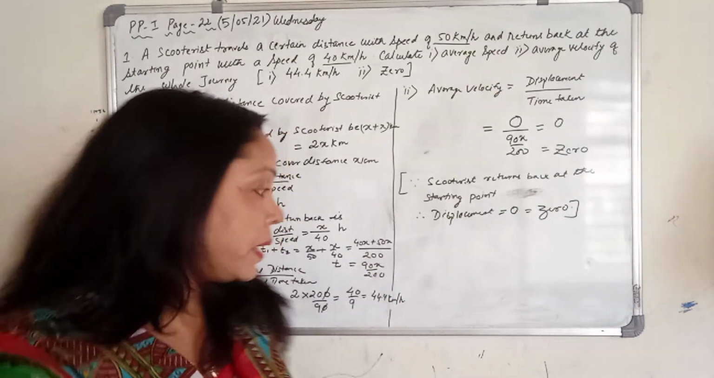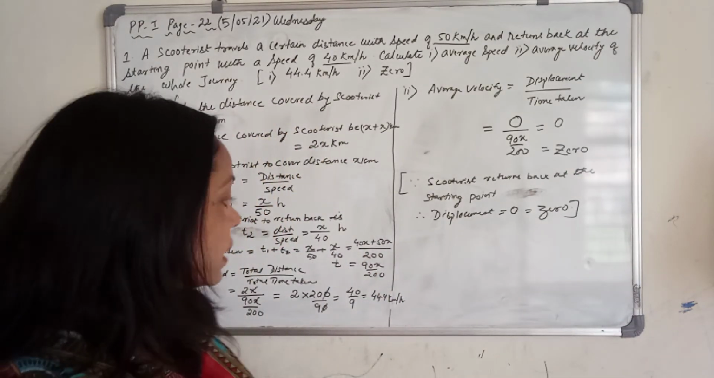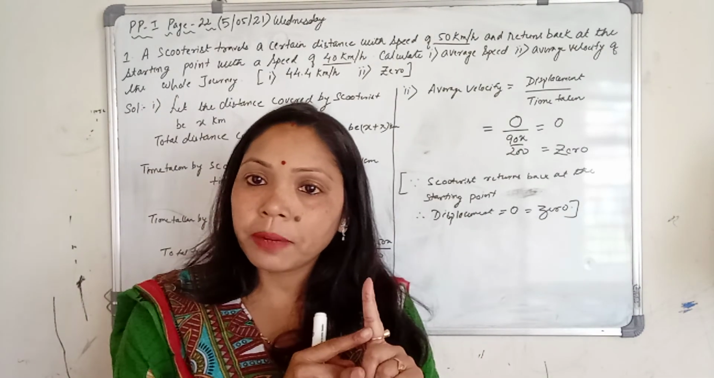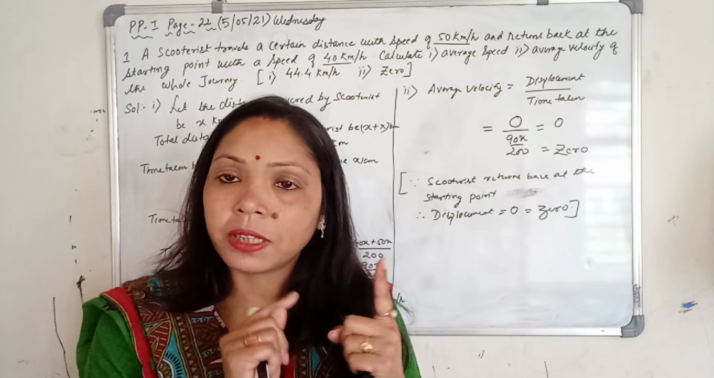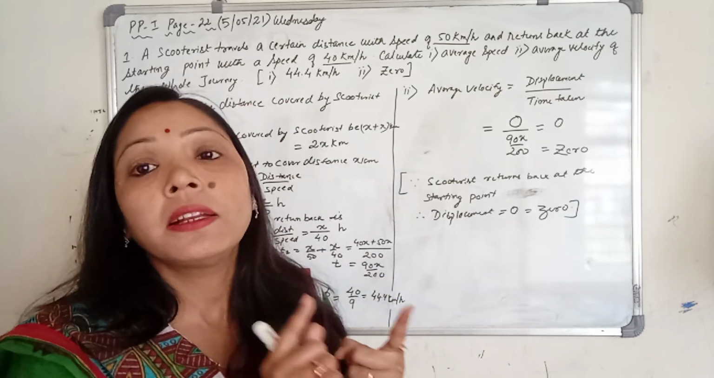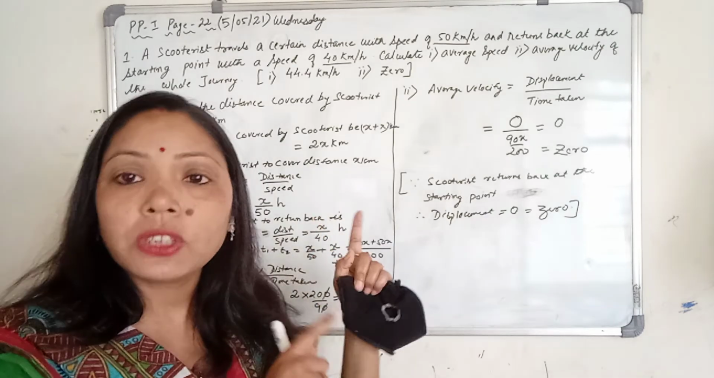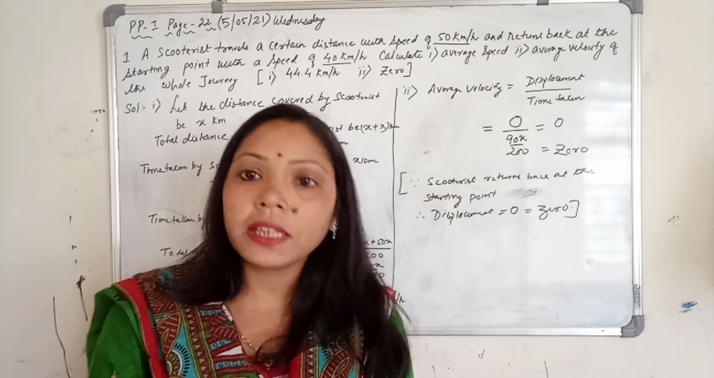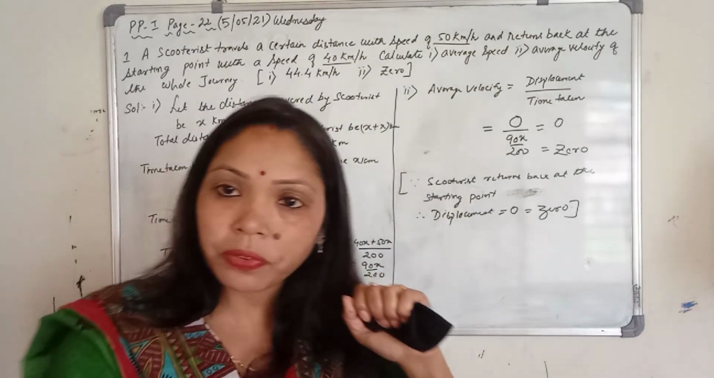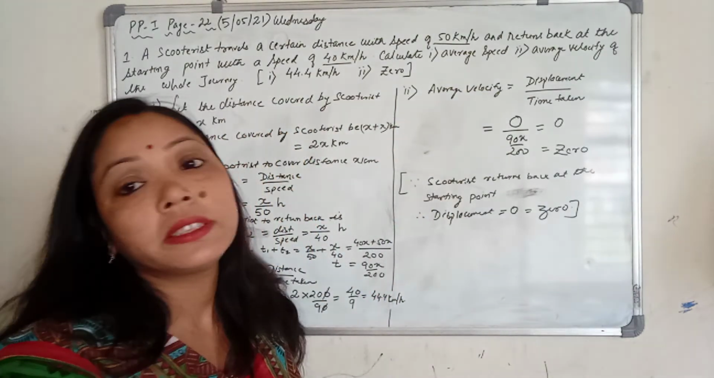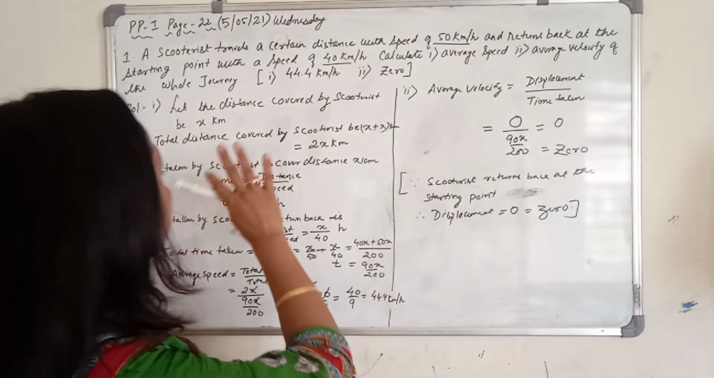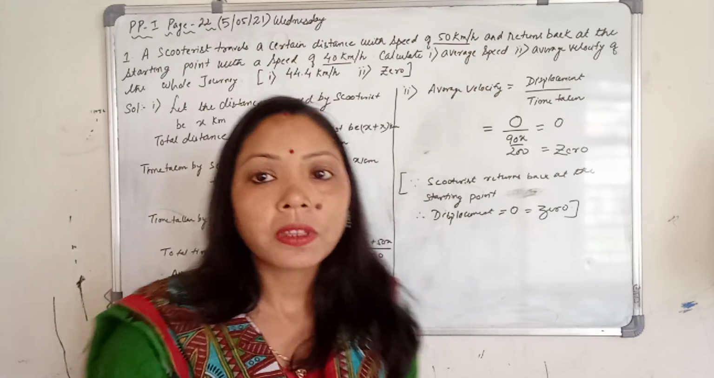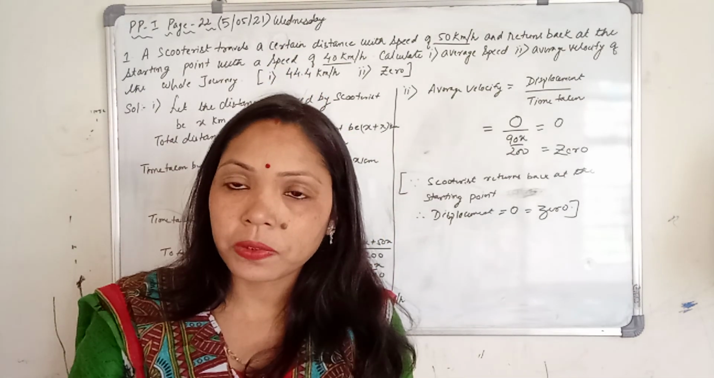So average speed is 44.4 km per hour and average velocity is 0. What you have to remember first is that to calculate the average speed, it is total distance by total time taken, and to find the average velocity, it is displacement by time taken. Now do this practice problem number 1 in your physics copy and mention the date also. Thank you.